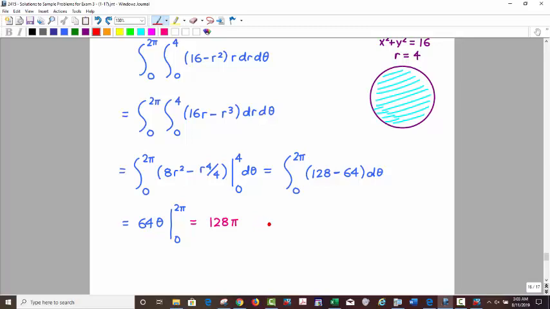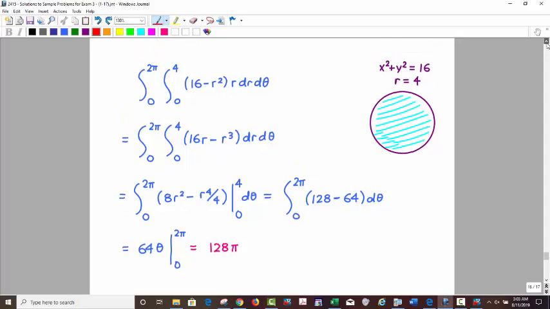And plug that in there. 8 times 16 is 128. 256 over 4 is 64. So it's 64 d theta, which makes it 64 theta. Multiply that by 2 pi. We get 128 pi. There it is.